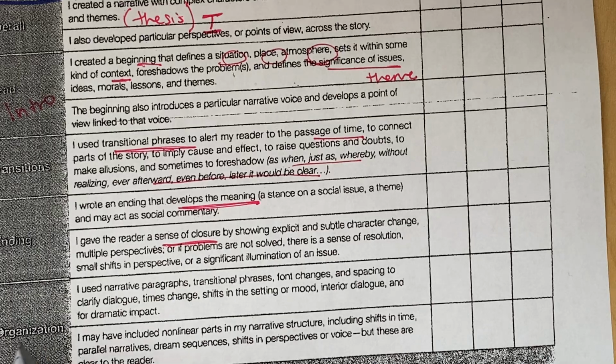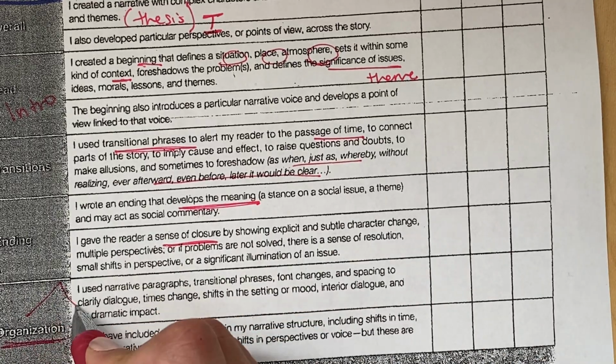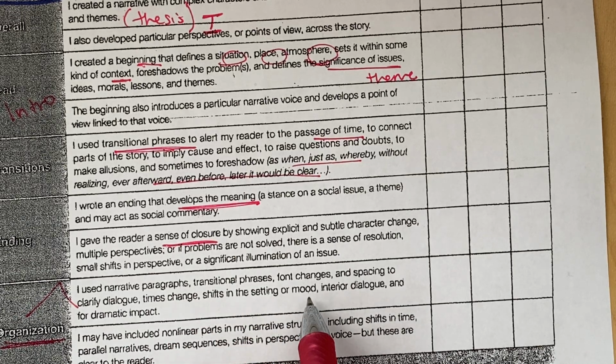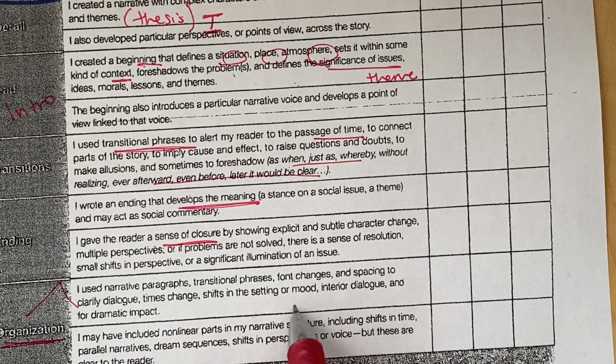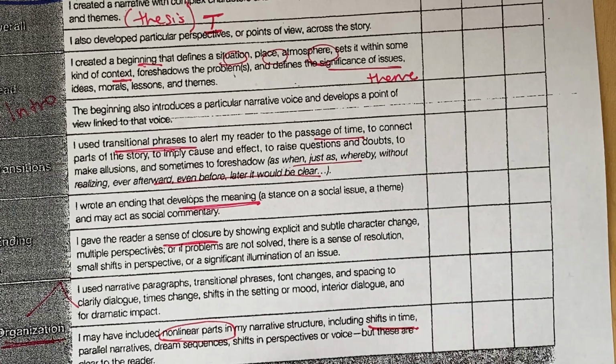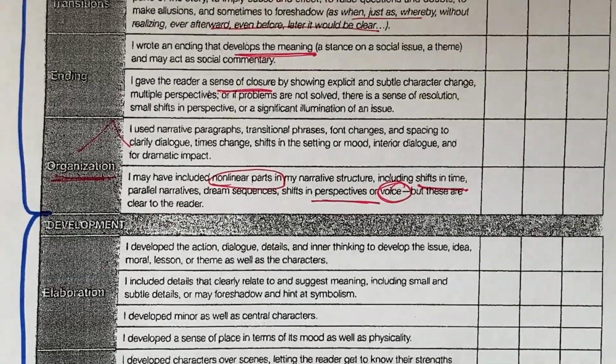And then we want to look at organization. Organization is that story arc that we did, right? Narrative paragraphs, transitional phrases, maybe using font changes or spacing in our dialogue, because it is narrative. It's a little bit different than a formal essay. Shifts in setting and mood will all affect your organization. And then you want to think about maybe these nonlinear parts. We talked about that with foreshadowing, or shifting in time or perspective, that really influence your voice as a writer.